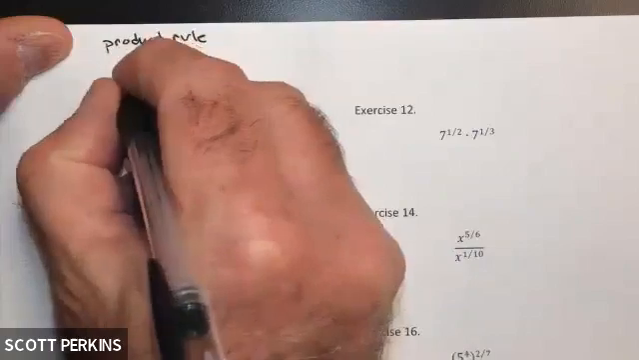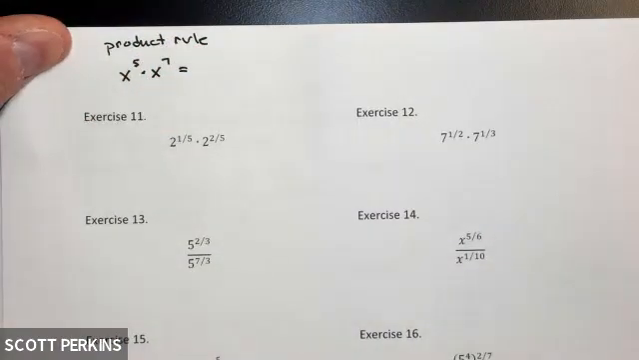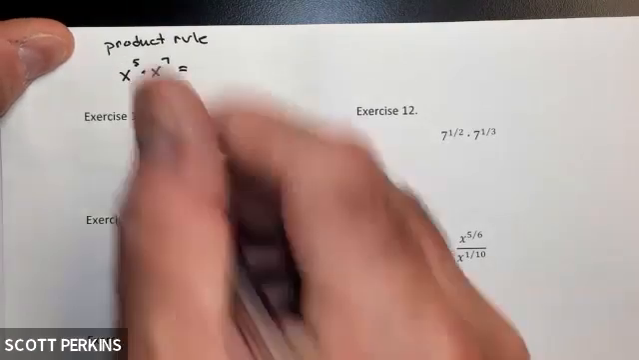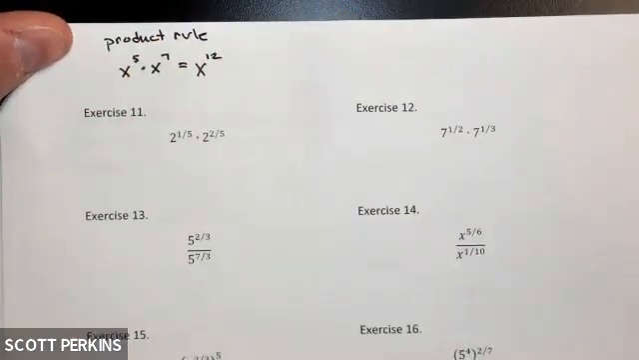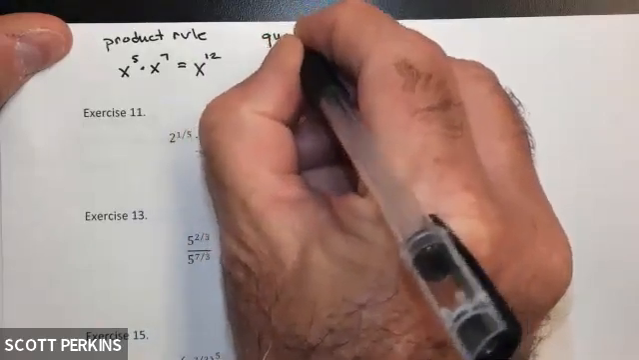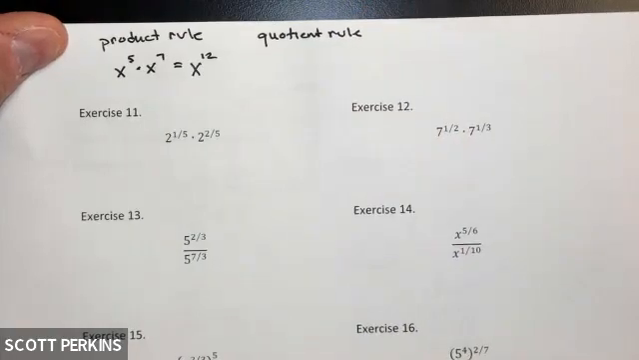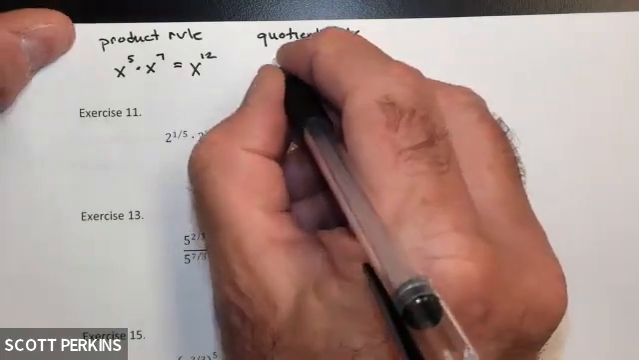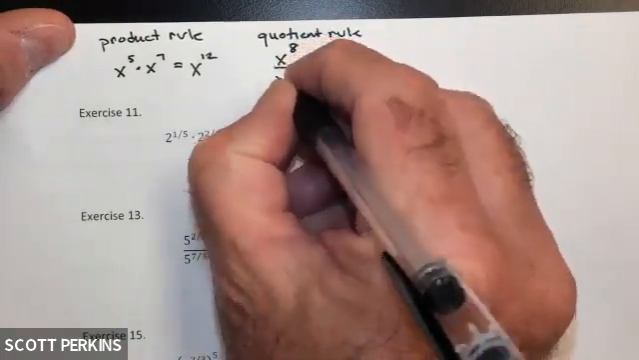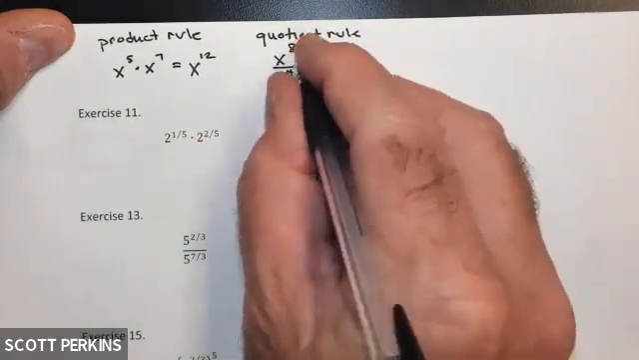If I have x to the 5th power times x to the 7th power, what do I do with those exponents when I'm multiplying the bases? Yeah, add them. That's going to be the same no matter what. So this is x to the 5 plus 7, or 12. The quotient rule. If I make up a quotient rule problem, let's say I have x to the 8th divided by x to the 4th. Well, now you subtract the exponents. So 8 minus 4 is 4.